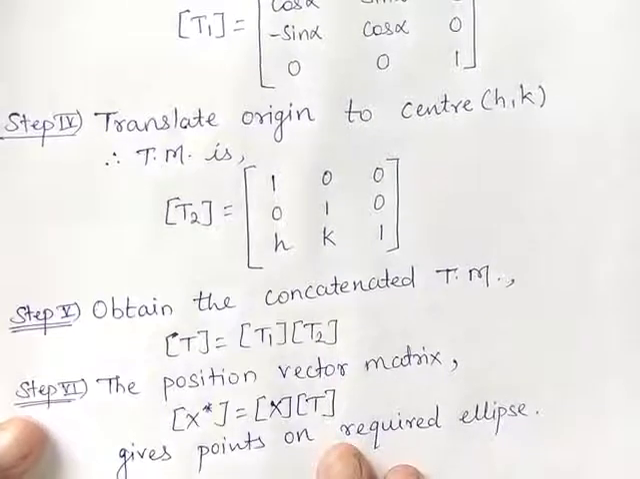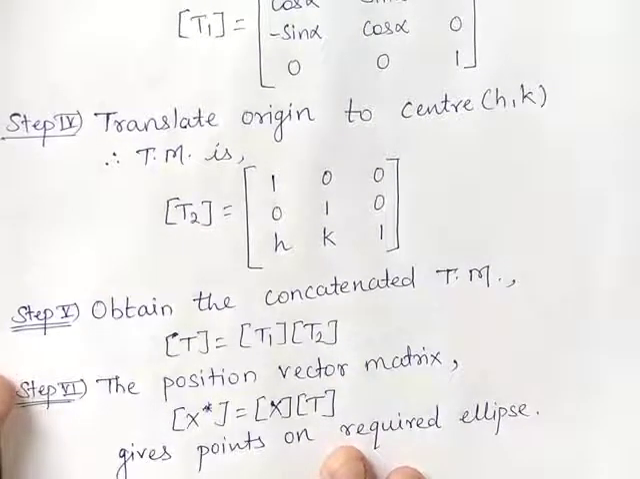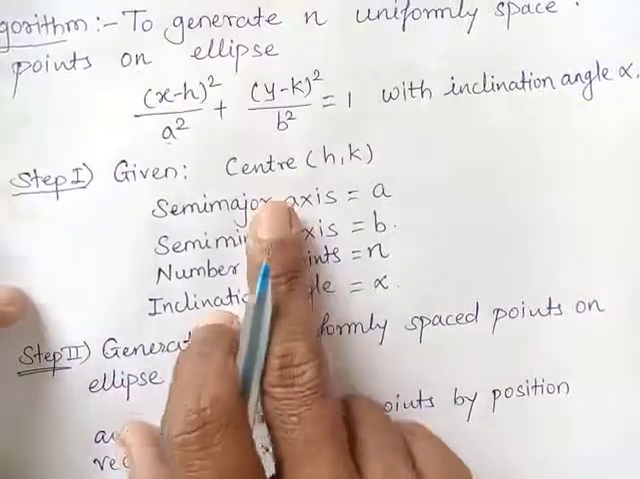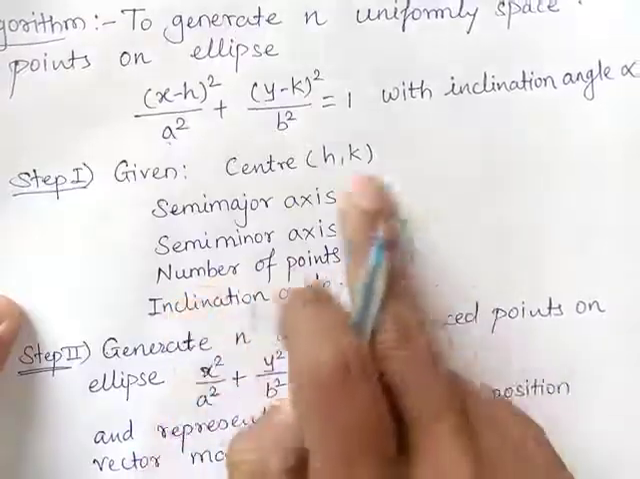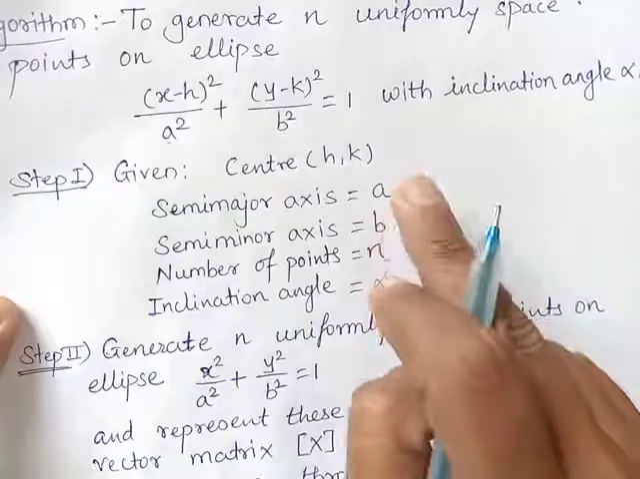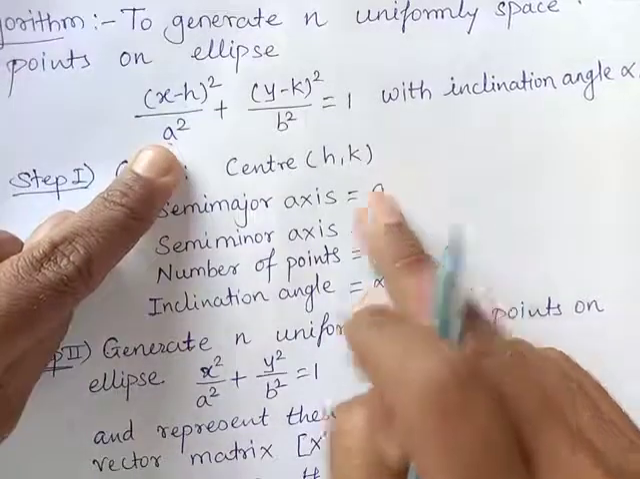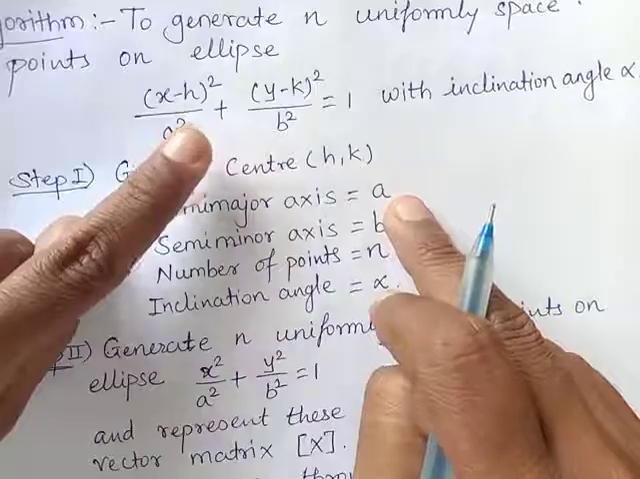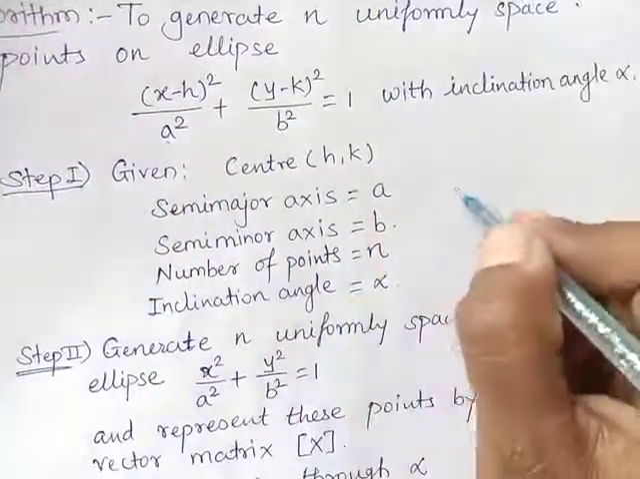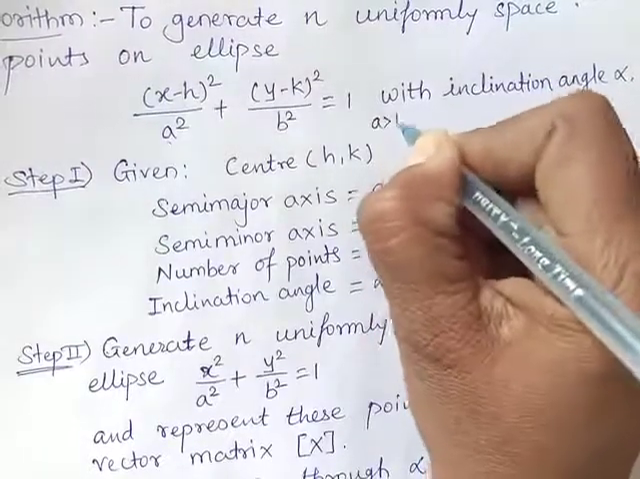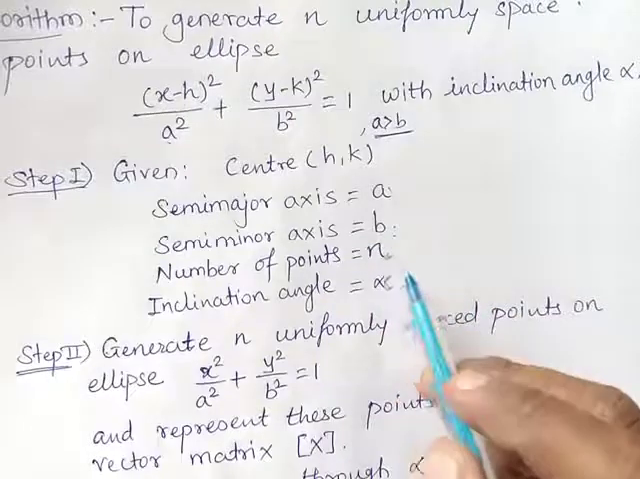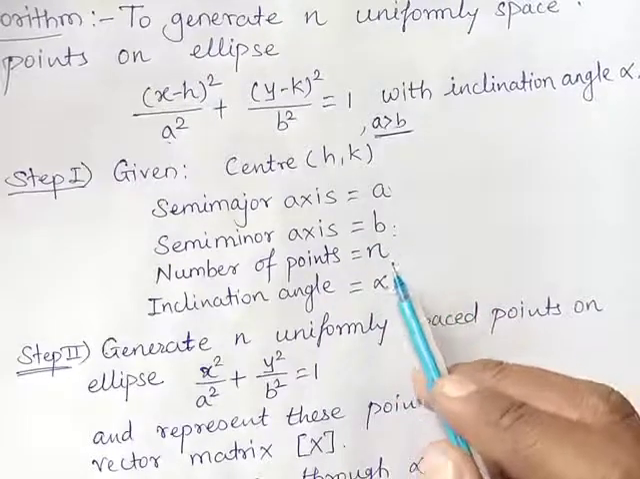Okay. As such, we can determine uniformly spaced points on a given ellipse. Let me revise the steps again. We should write all the given things: center, semi-major axis, semi-minor axis. It depends: if a is maximum, then it will be semi-major; if b is maximum, then b will be semi-major. Here I am assuming a is greater than b. Okay. Number of points is given in the question.